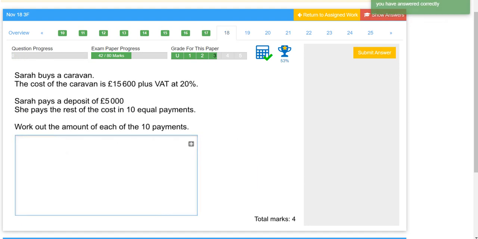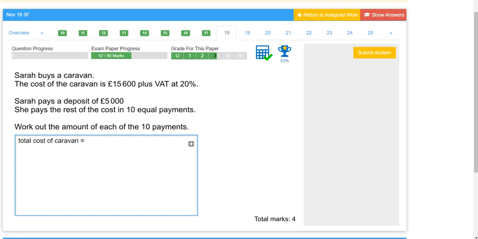On to question 18. We're looking at payments. Again, a very practical way of doing this question. So cost of the caravan is that plus VAT. I want to work out, first of all, how much does a caravan cost? So total cost of caravan. Now this is a calculator paper, so I can use the calculator.